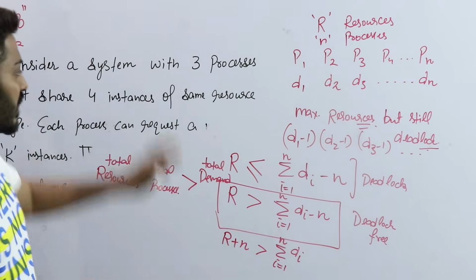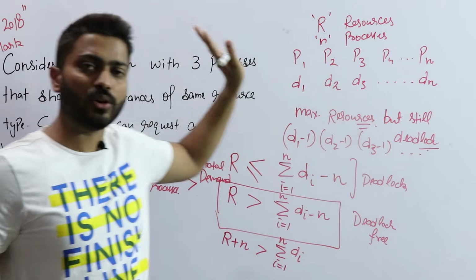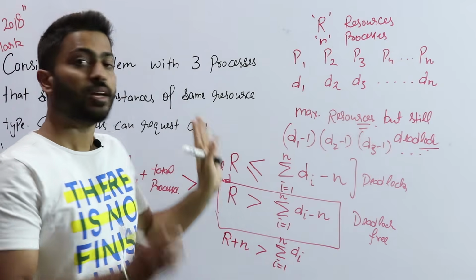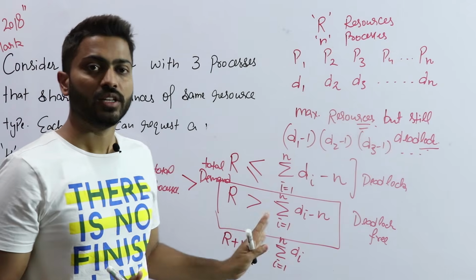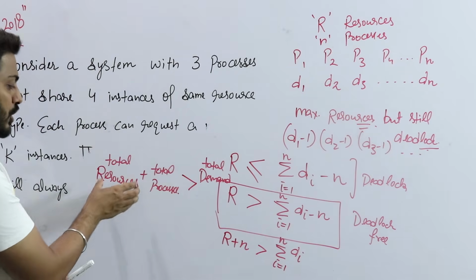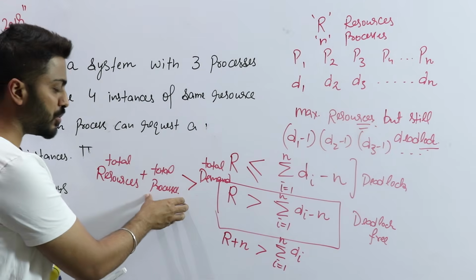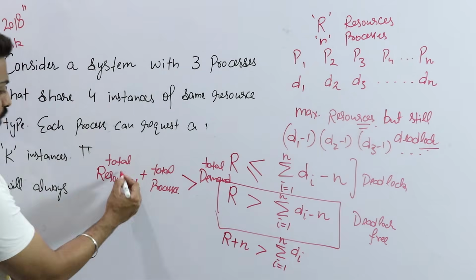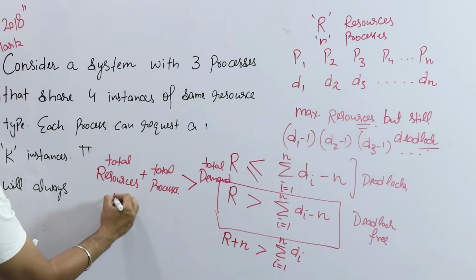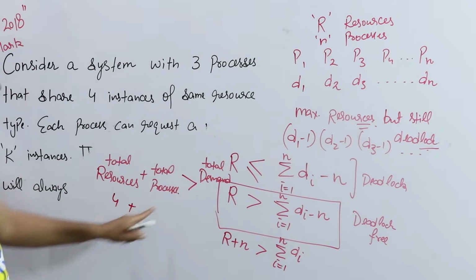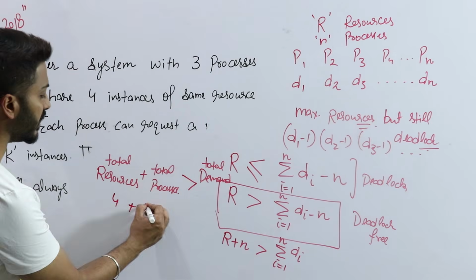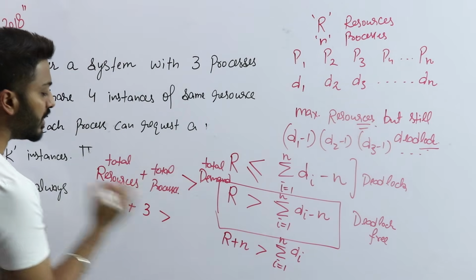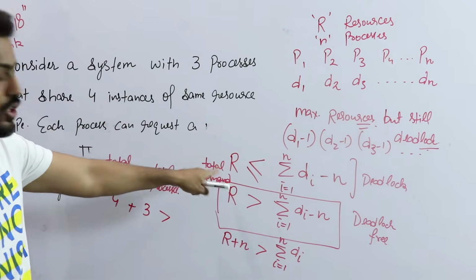So if the question is asked like this, you can solve it manually as given in the previous way, but you can also follow this method. What is the method? What is the formula? Total number of resources plus total number of processes should always be greater than the total demand. So what is the total number of resources in this question? 4. What is the total number of processes in this question? 3. It should be greater than the total demand.